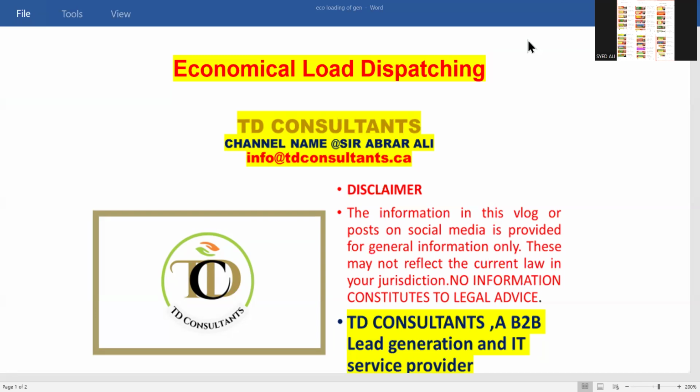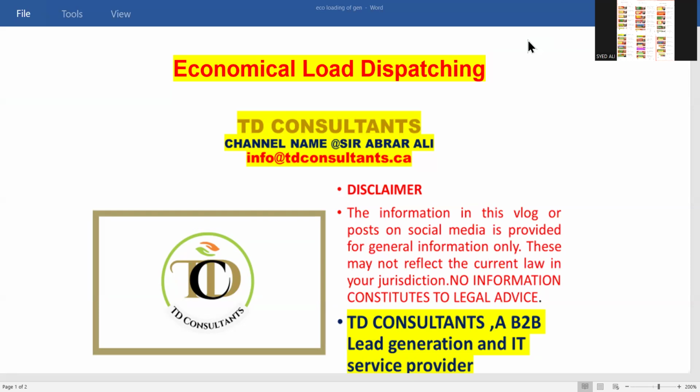We need to schedule the power, and the most efficient power, which involves the minimum input of fuel, like alternative energy, and which is also closer to the user point or the supply point where the consumer exists. So for all these problems with the new energy resources, we need economical load dispatching.